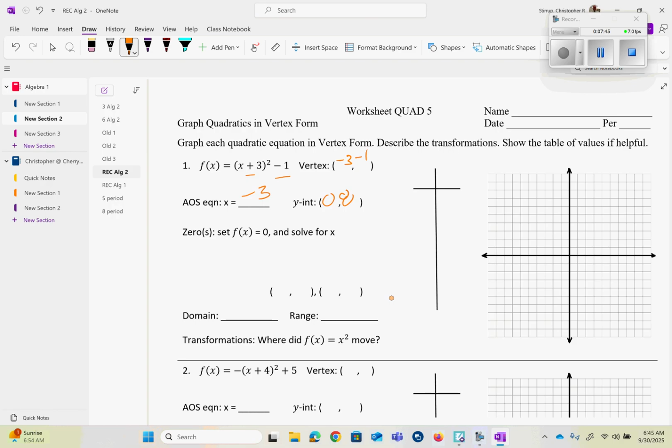So this one opens up, so I'm going to go -3, down 1. Our pattern graph is still going to be the 1, 3, 5. So if I go right 1, up 1, left 1, up 1, those found us x-intercepts, which is great. So we're going to have -2, 0, and -4, 0. Domain, again, is going to be negative to positive infinity. This opens up, so it's going to be the y component of our vertex. So that's going to go from -1 to infinity. And here's our parabola.